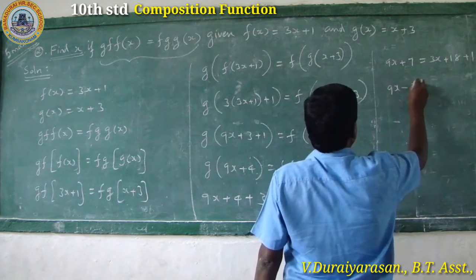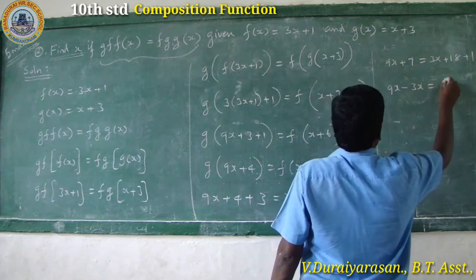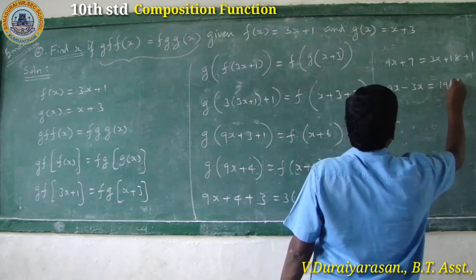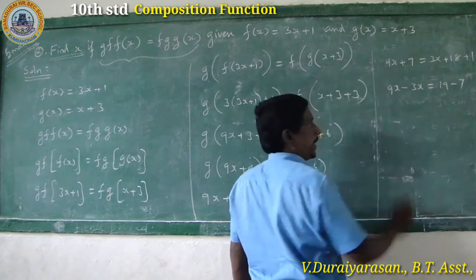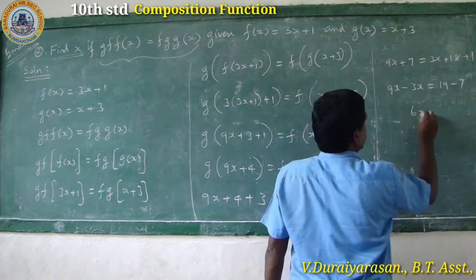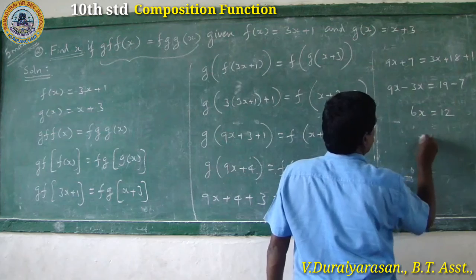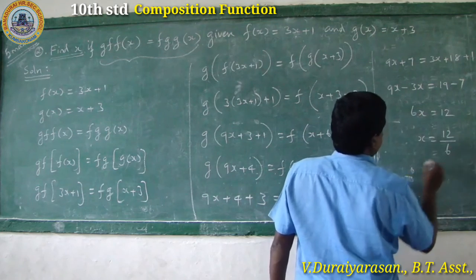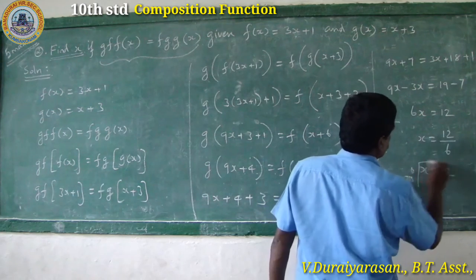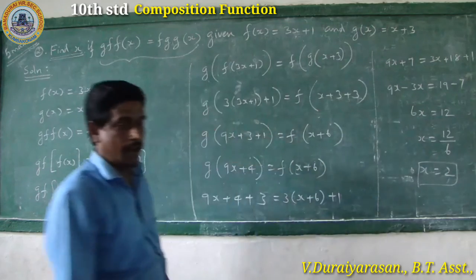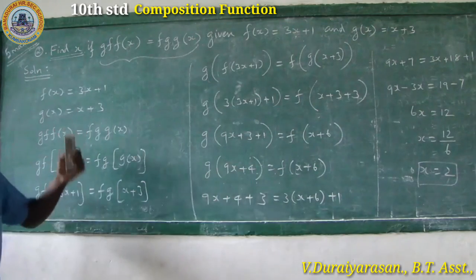Transpose 3x: 9x minus 3x, and 18 plus 1, 19 minus 7. 9x minus 3x is 6x. 19 minus 7 is 12. So x is equal to 12 by 6. x is equal to 2. So the value of x is equal to 2. That's all.